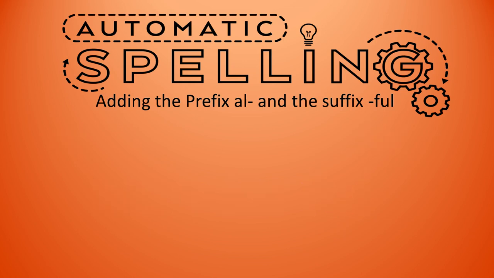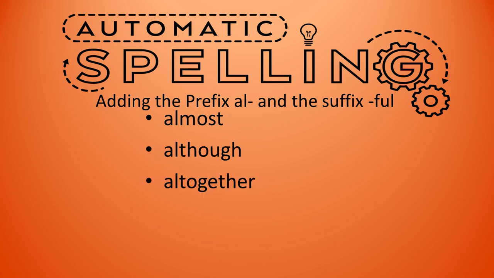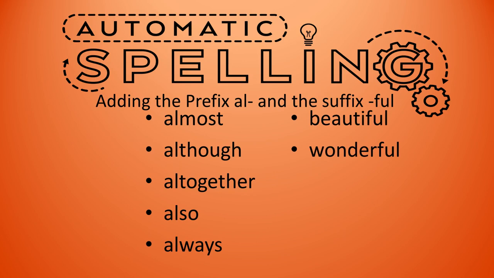So here are some words that we can make with that. We have already done almost. Although, look at that. You know how to spell though, so we just add the AL to the beginning. Although. Altogether, we haven't learned yet, but you will. Also, easy, right? Always. And then you already know beautiful. Does that look familiar? And wonderful.